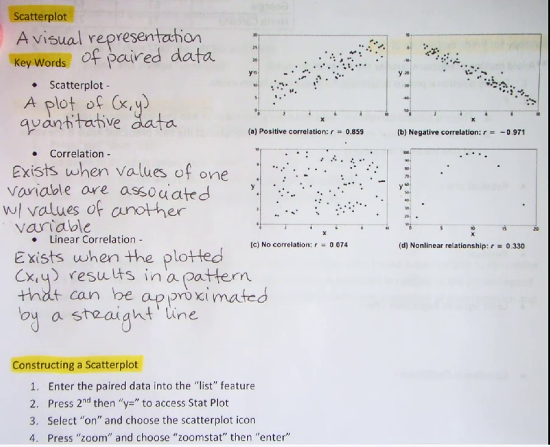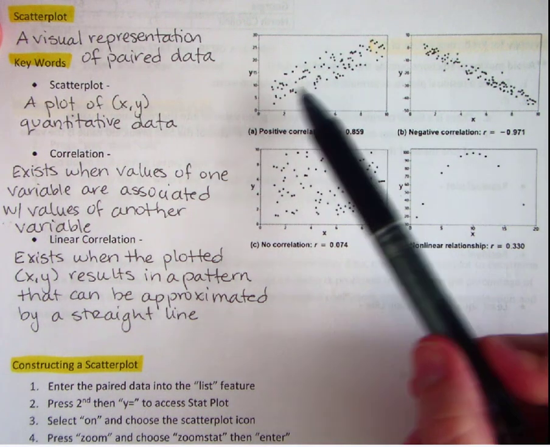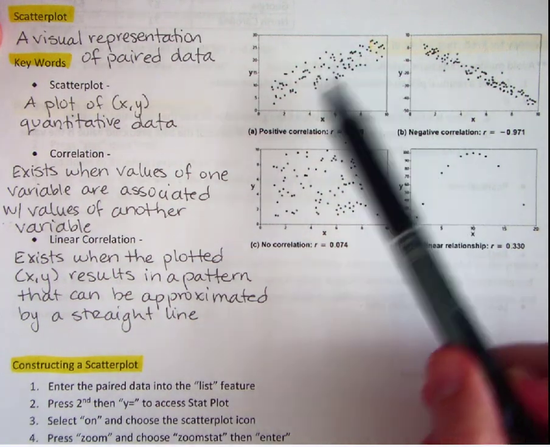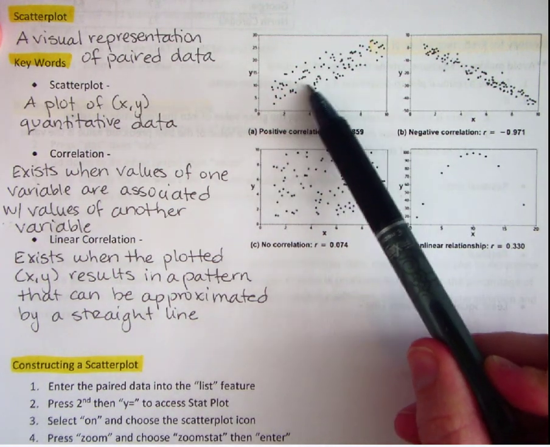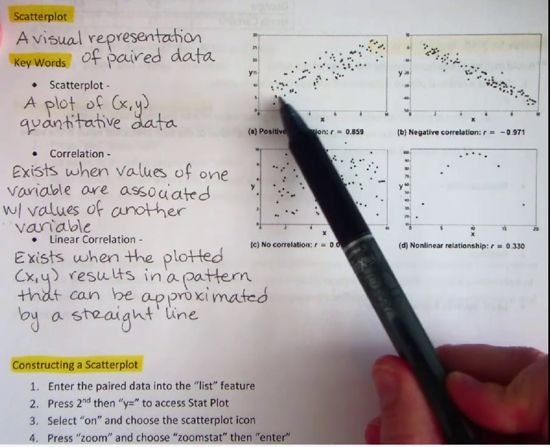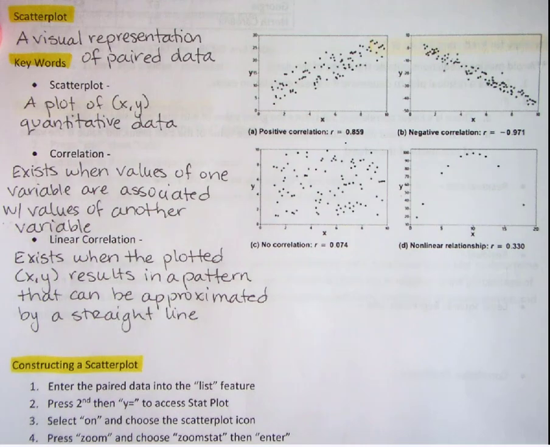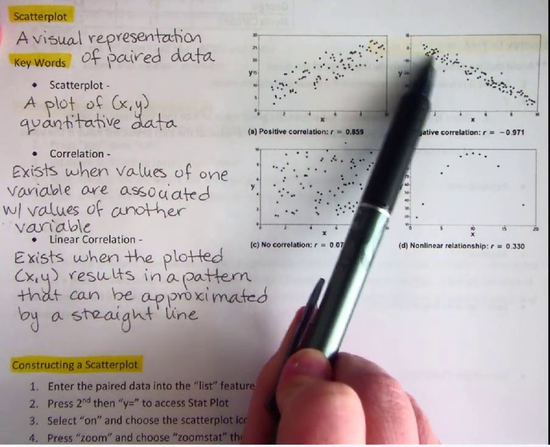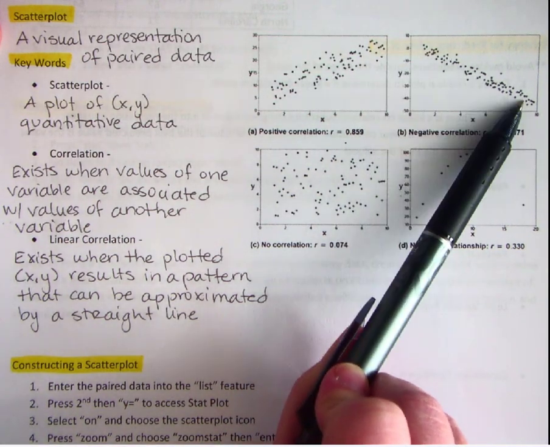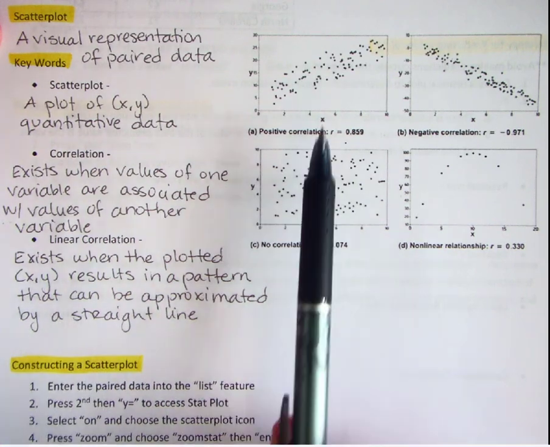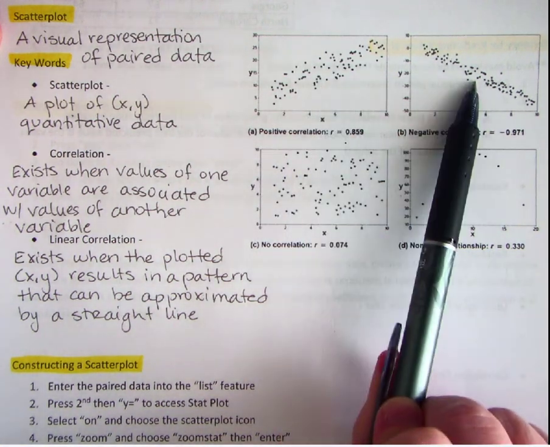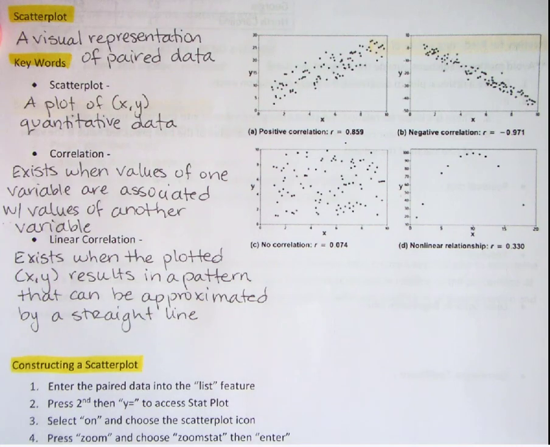Linear correlation, however, exists when the plotted coordinates result in a pattern that can be approximated by a straight line. If you look to the right, we have several pictures. Some of them represent what we call a positive linear correlation, where the plotted xy coordinates move in a positive or uphill fashion from left to right and look as though they could be in a straight line pattern. We also have some that look like they could be in a downhill straight line pattern as you move from left to right. Those are both considered to be linear correlations, one positive, one negative.